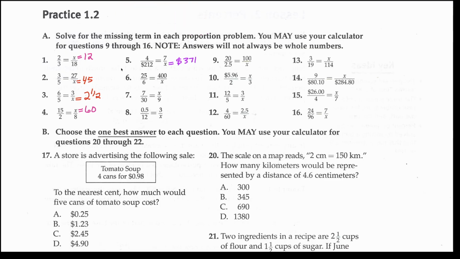Number 6. Okay, 6 times 400. Okay, let's work that out. 6 multiplied by 400. That's going to be 6 times 0 is 0. 6 times 0 is 0. 6 times 4 is 24, right? 24. Now 2400 divided by 25. Okay, let's make that out here.